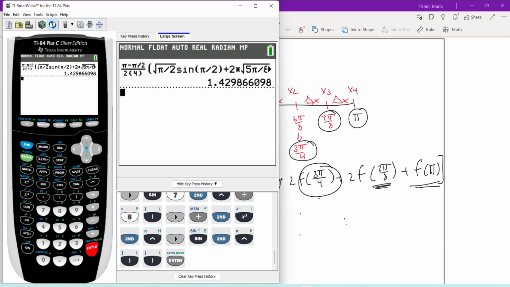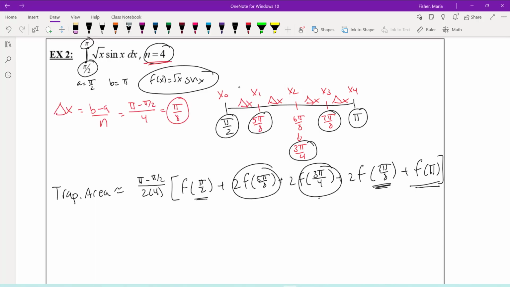Hit enter, and to 4 decimal places, I'm at 1.4299. So this is approximately 1.4299.